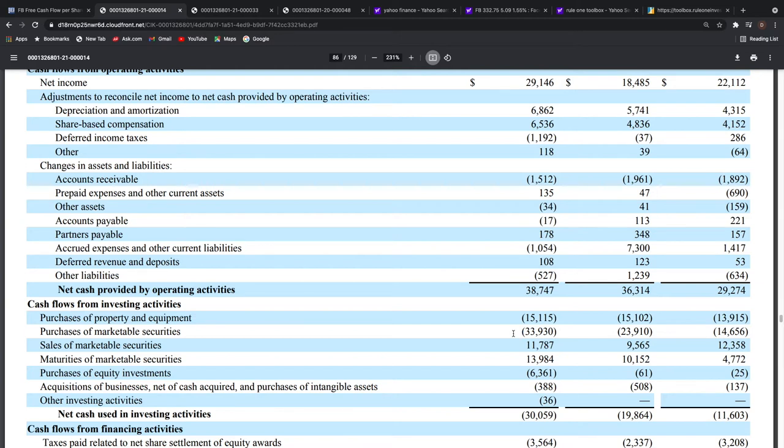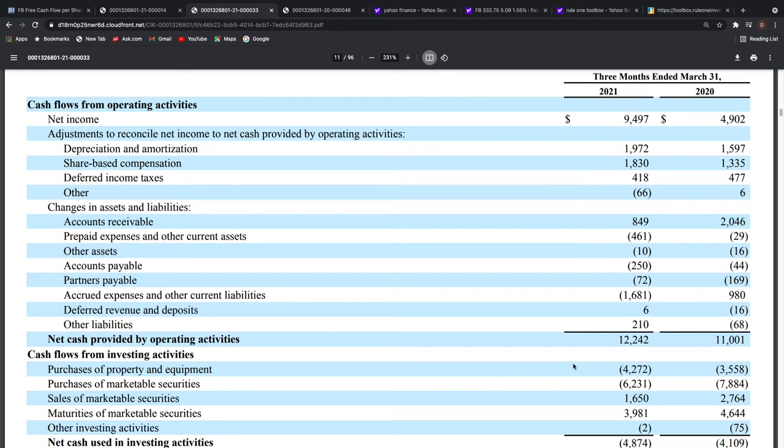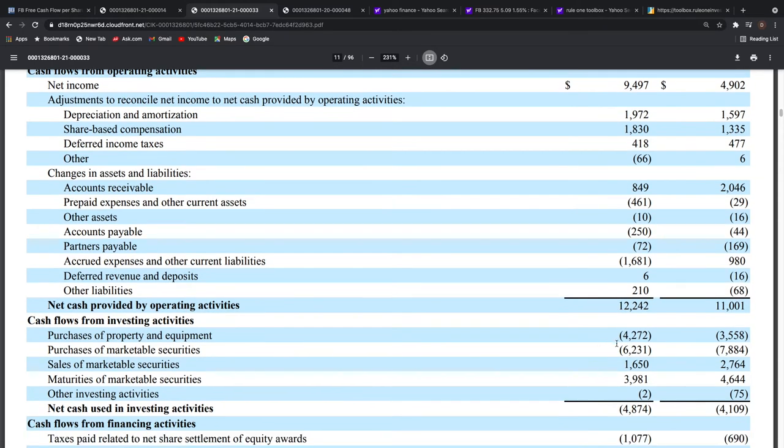So that's actually 23,632. But what I actually want to do here is get the trailing 12 months, and obviously we've had another quarter since then. So we're going to add the most recent quarter, Q1 from 2021. Just go and look for that here. So here we are for the first quarter of 2021, and the cash from operating activities is 12,242. Once again, we need to subtract the purchase of property, plant and equipment, which is 4,272, which gives us 7,970. So I'm going to add the 7,970 to the 23,632.